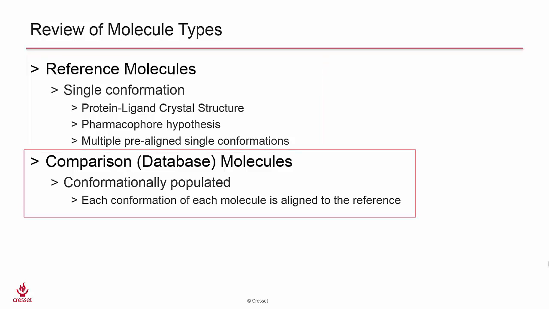The comparison or database molecules are compared to the reference molecule. In order to do the three-dimensional comparison in a sensible way, the database molecules must first be conformationally populated, then each conformation for each molecule is aligned to the reference and a score is generated. An alignment score or similarity score of 1 indicates a completely perfect alignment, whereas an alignment score of 0 indicates a completely imperfect alignment.